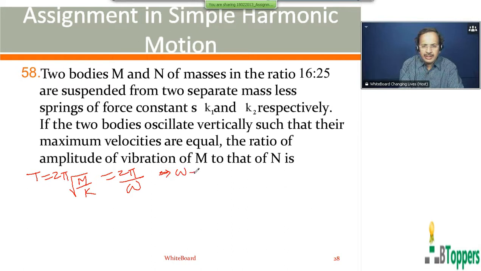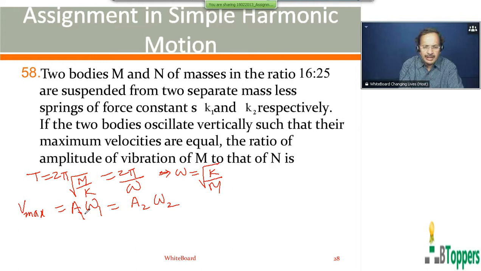So we can write omega equal to root of K by M. It is given that both the bodies oscillate with the same maximum velocity. The maximum velocity of a body performing simple harmonic motion is equal to A into omega, where A is the magnitude of the displacement amplitude and omega is the angular frequency. Since the maximum velocity is the same for both bodies, we can write A1 omega 1 equals A2 omega 2.